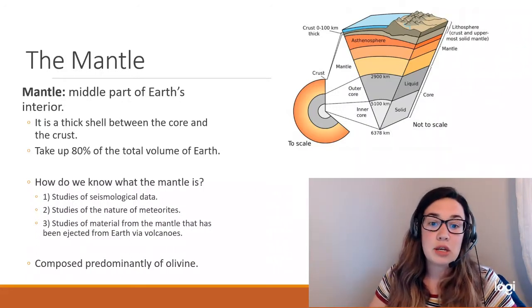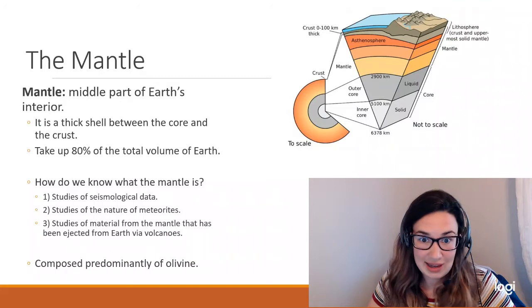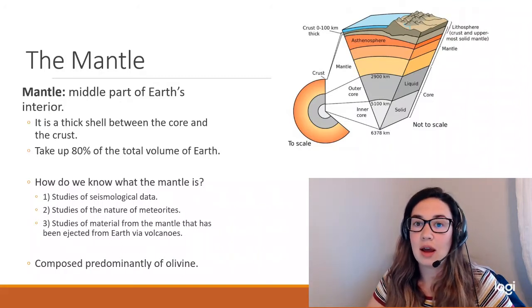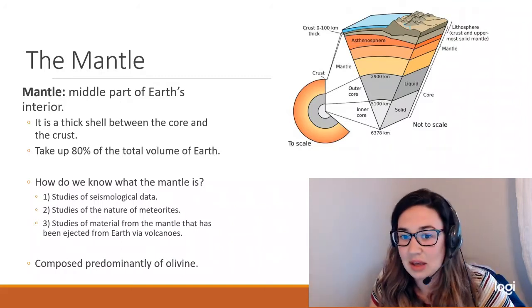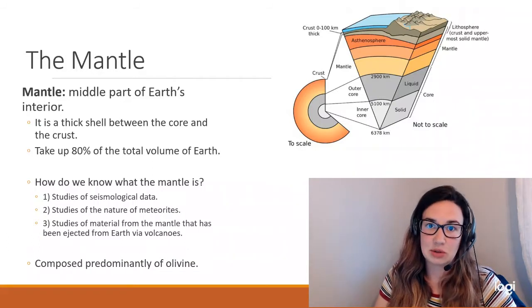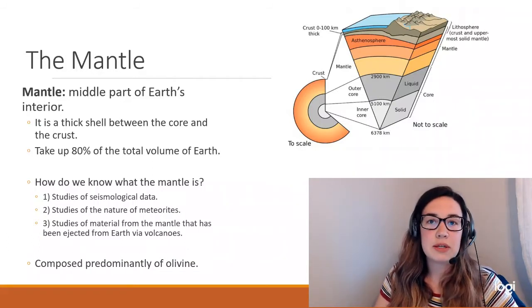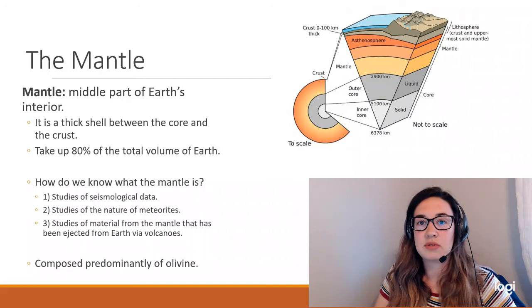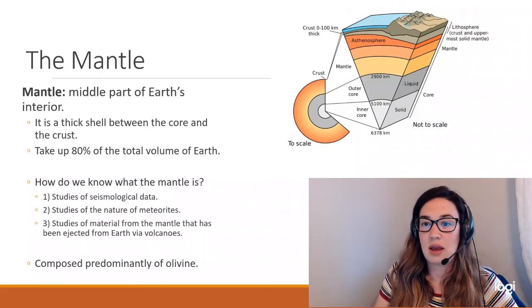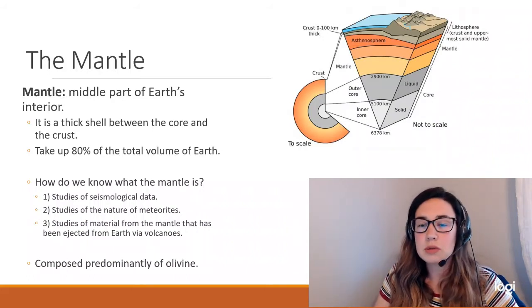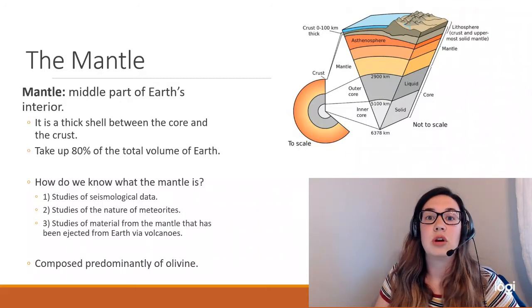So how do we know what the mantle actually is? Well, there are three pieces of evidence that we have to determine what the mantle is. So the first piece of evidence is the study of seismological data. So scientists who have studied this data have determined, okay, based on what we know, this is what the mantle is. But also studies of the nature of meteorites.